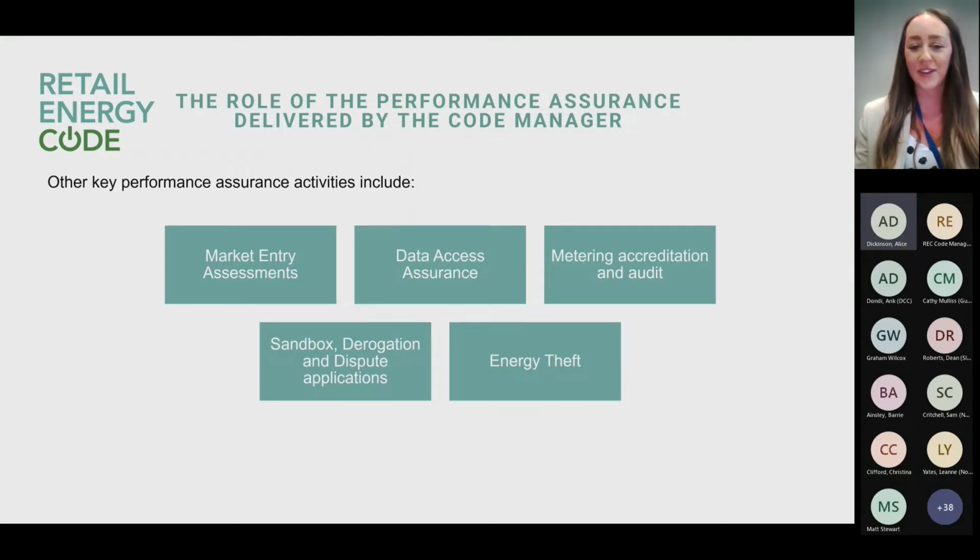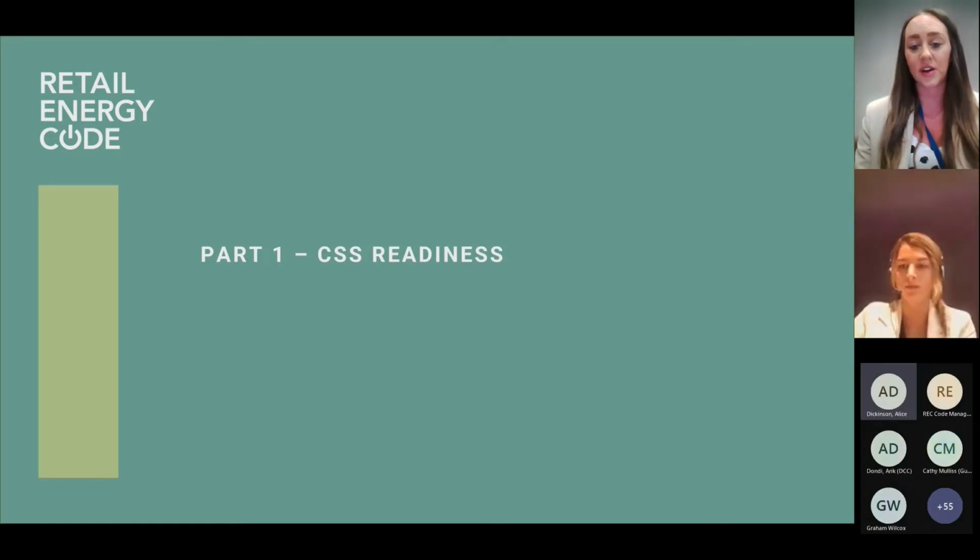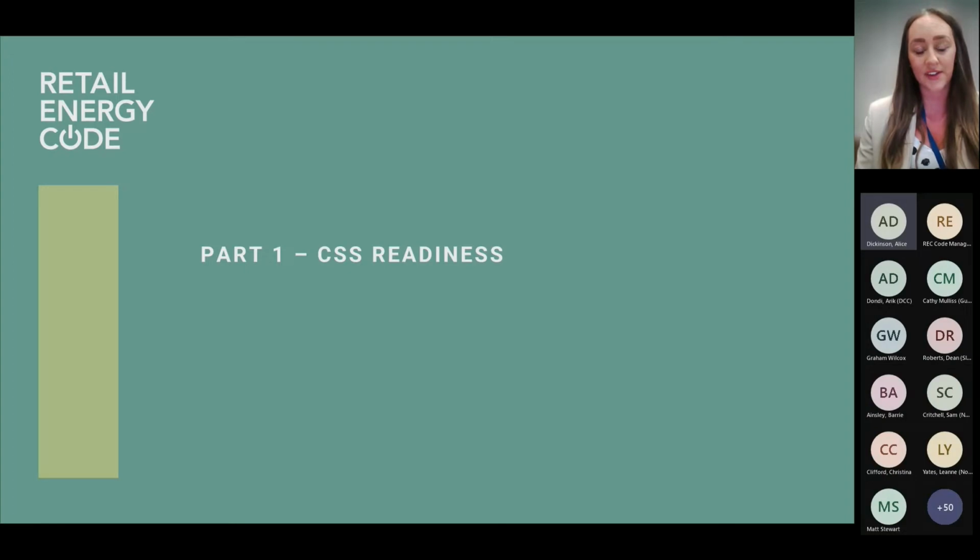So I'll pause there. Hopefully what I've covered there is quite familiar to you all and is a useful reminder before we move on to the next section. We're now going to move on to the first part of the webinar, which is going to focus on CSS readiness arrangements under the Performance Assurance Service. And Christina and then Andrew will be covering some changes we've made to our risk register and also the PARK as well. So over to you, Christina.